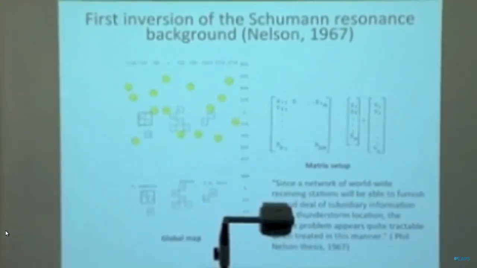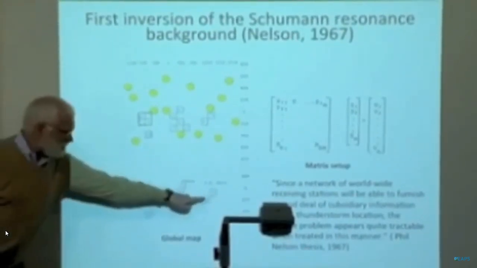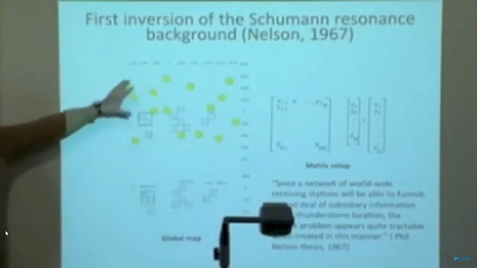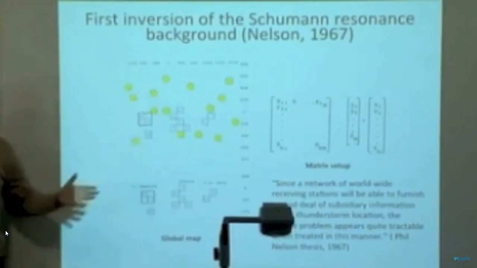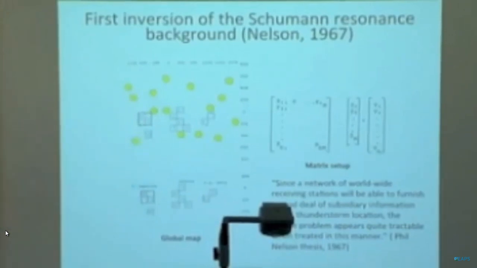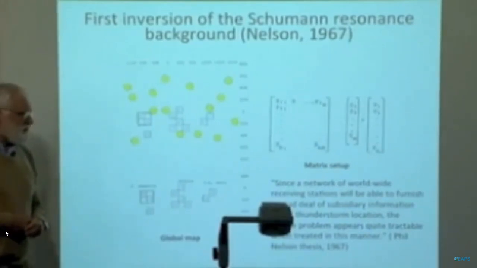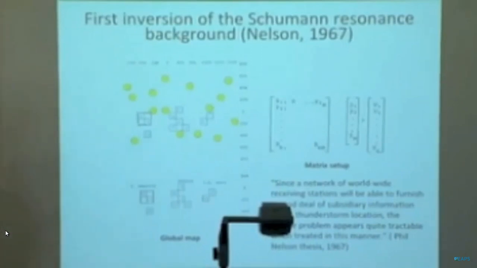And here was a figure from his thesis showing the 3 chimneys that I mentioned before, Americas, Africa, and Southeast Asia, 15 yellow receiving stations just in hypothetical locations, and then showing that this was viable and with a summary statement, since a network of worldwide receiving stations will be able to furnish a good deal of subsidiary information about thunderstorm location, the source problem appears quite tractable when treated in this manner.